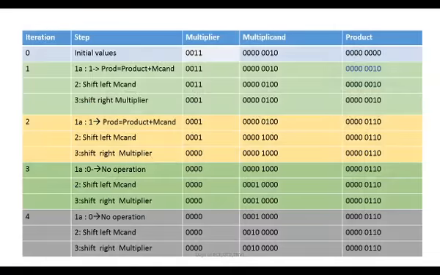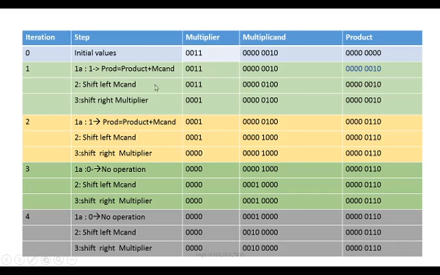So this is the algorithm. What we have done is that first we need to initialize the registers with the real values. The multiplier here is 3, so 0, 0, 1, 1, and the multiplicand is 2, so 0, 0, 0, 0, 0, 0, 1, 0. The product register will be initialized to 0, and we need to check the multiplier at the least significant bit. The multiplier is 1. If it is 1, then we perform operation 1a, which is product equals product plus multiplicand. So we have added the multiplicand and product, and placed the intermediate result in the product register.